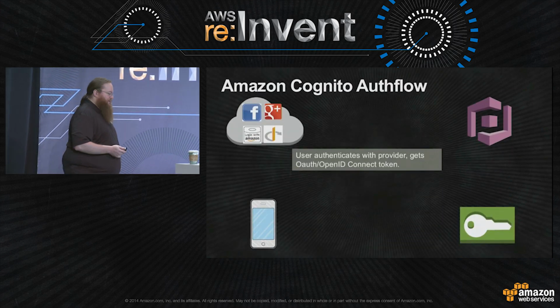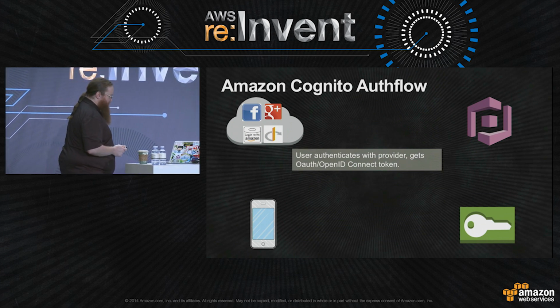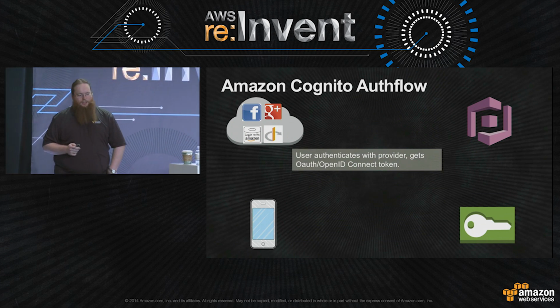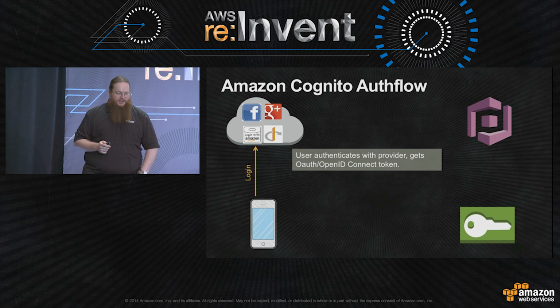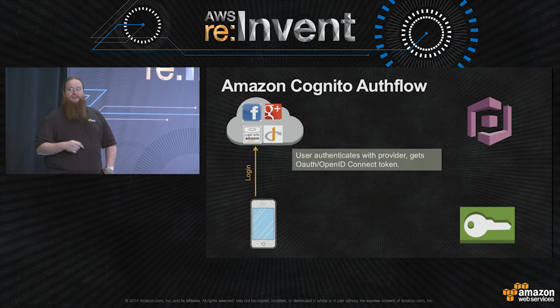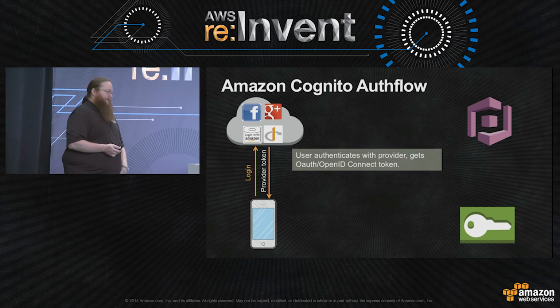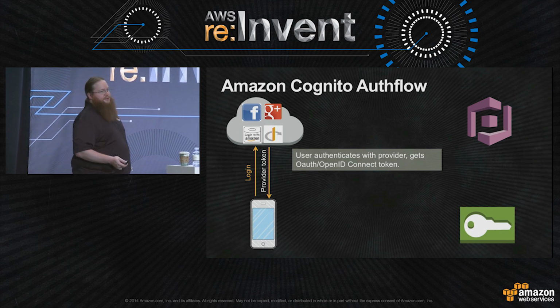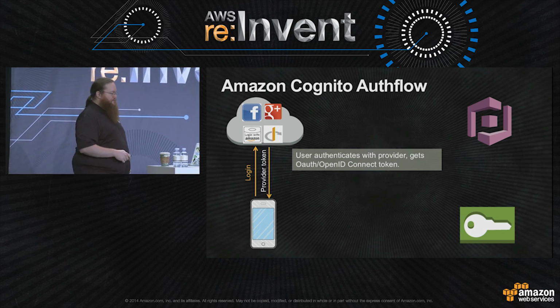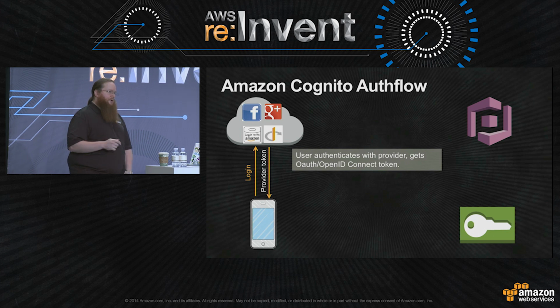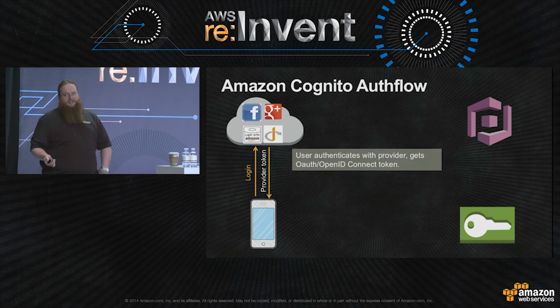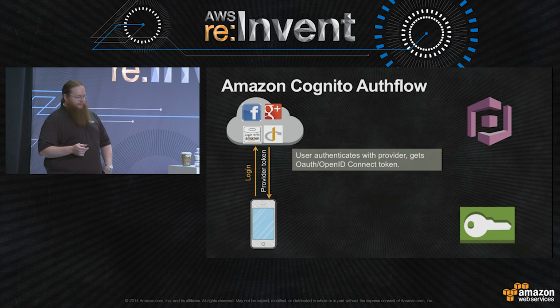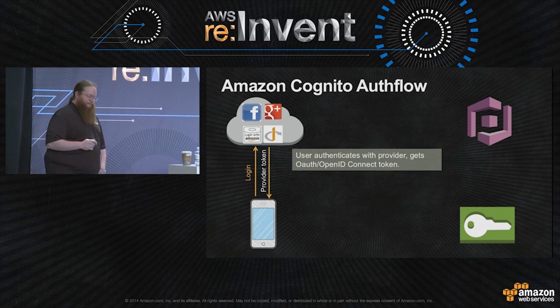I mentioned that the credentials provider handles the auth flow, so let's walk through that really quickly. The first thing that happens in the authenticated flow is that you log in with your provider, in our case, login with Amazon. What you get back is a provider token. In the case of Facebook and login with Amazon, that's an OAuth access token. In the case of Google or another OpenID Connect provider, it's an OpenID Connect ID token.